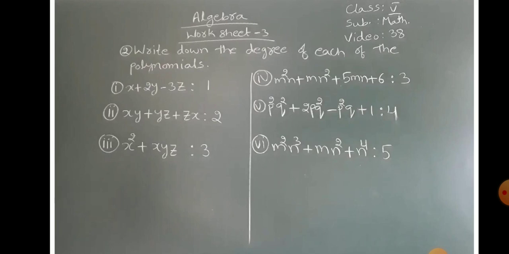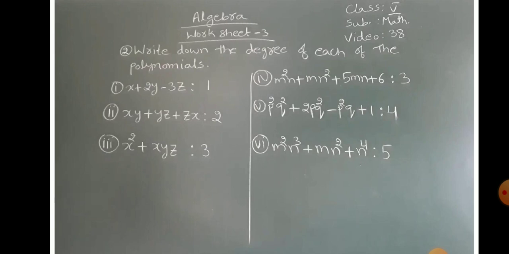In the same manner, yz is the second term. Their powers will be 1 and 1. If they are added, we will get 2 again. In the same manner, for the third term also, the degree will be 2. So first term degree is 2, second term degree is 2, and third term degree is also 2. That's why the degree of the second polynomial becomes 2.